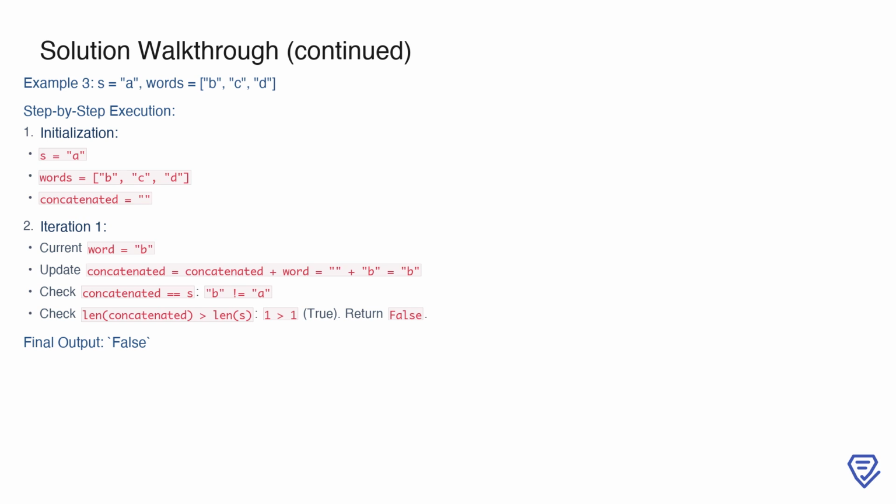Next, we check if the length of concatenated exceeds the length of s. Here, the length of "b" is 1, which is equal to the length of s. Since no prefix match is possible beyond this point, we immediately return false. This shows that s is not a prefix of the words array in this case.